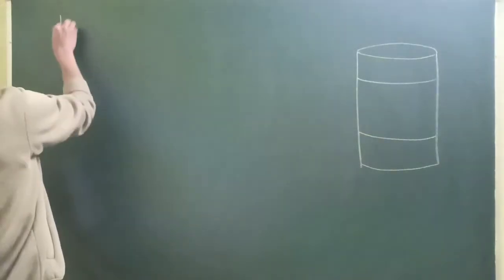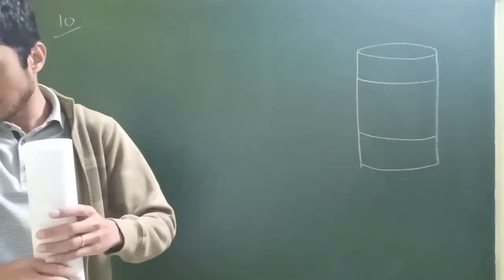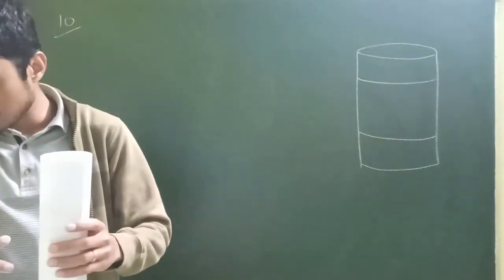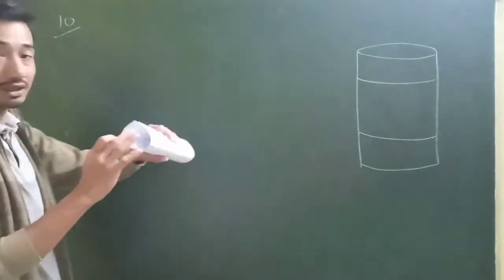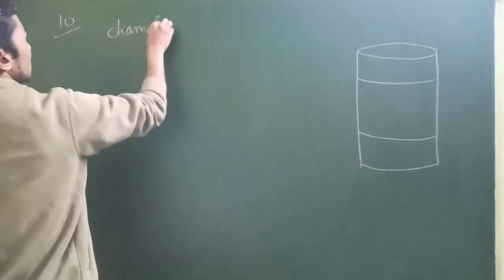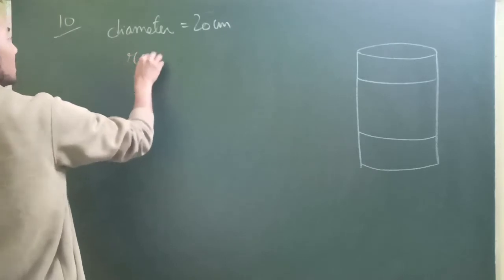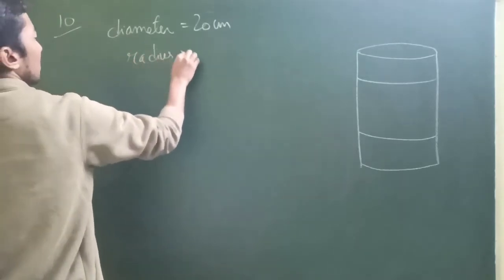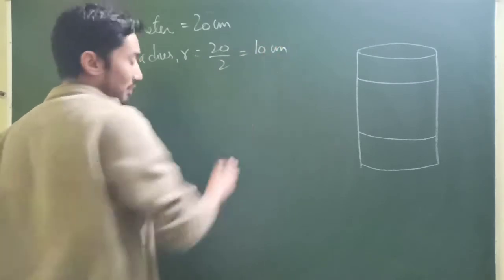A lampshade is to be covered with decorative cloth. The frame has a base diameter of 20 centimeter. The base diameter is 20 centimeter. So our radius R will be 20 by 2, so that's 10 centimeter. Fine.